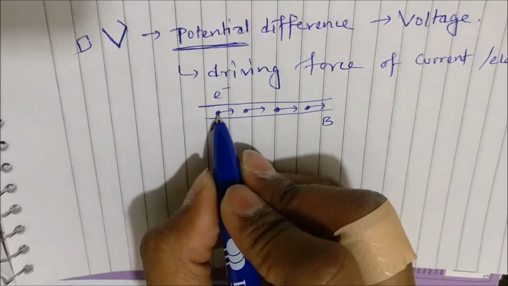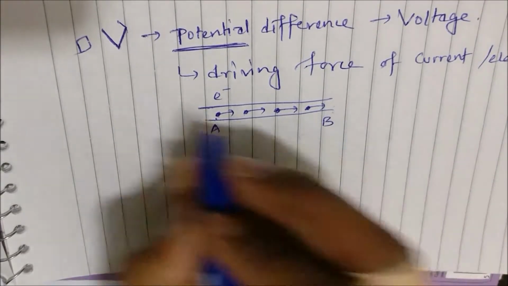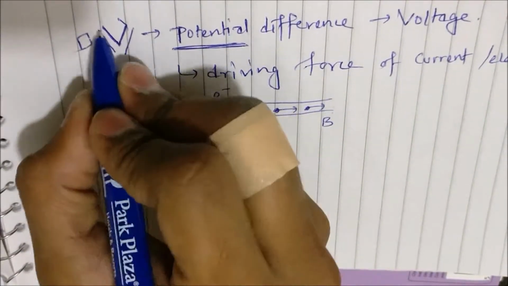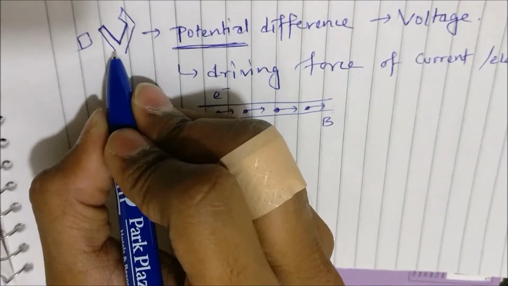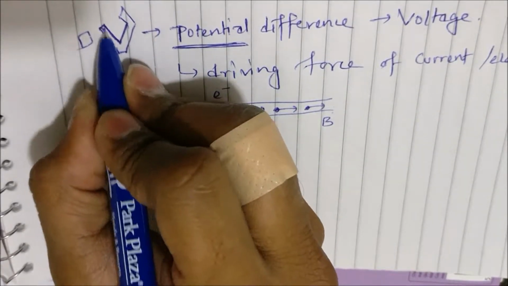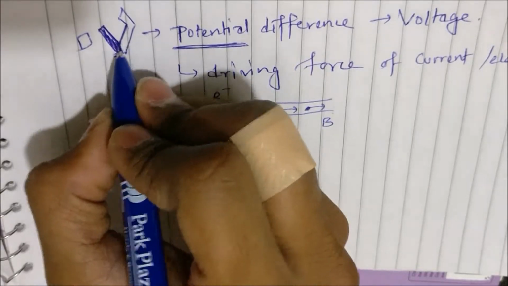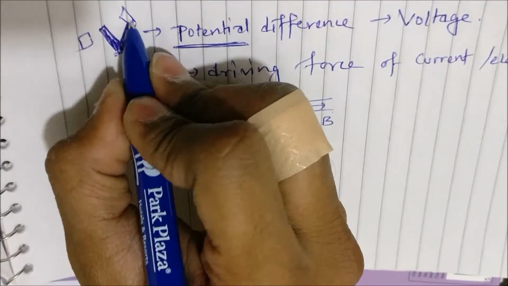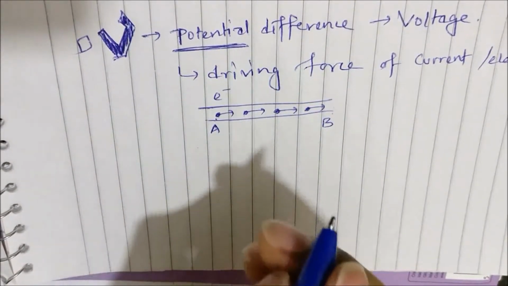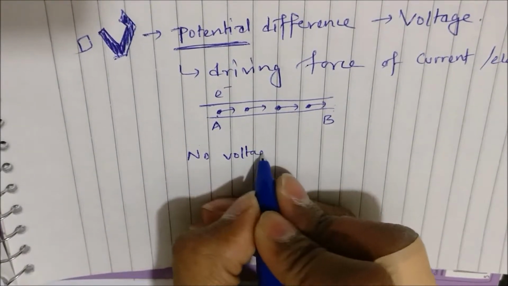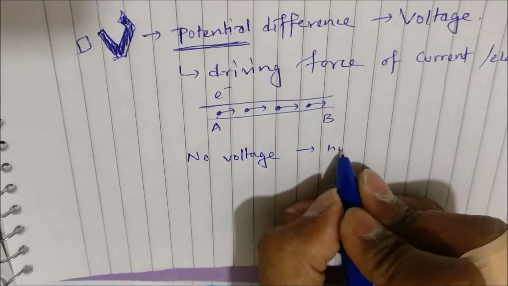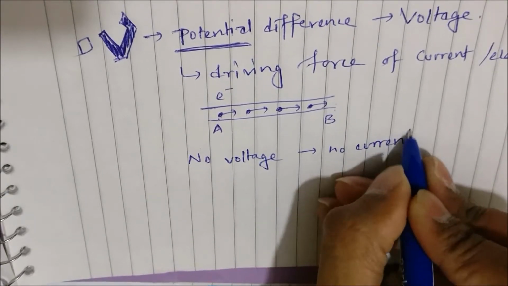They start from point A, they go to point B, and this V, or you can say the potential difference, is basically voltage, is basically our driving factor. If you don't have a voltage in the circuit, that means there would be no current. Okay, so no voltage in the circuit, no current generated. Okay, so that's how the circuit works.